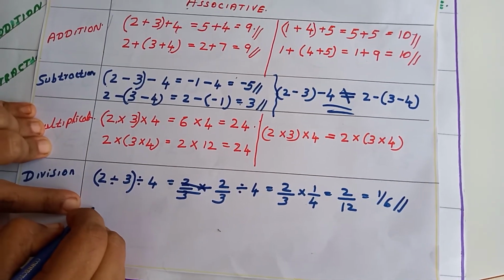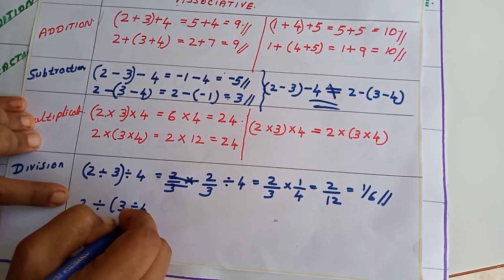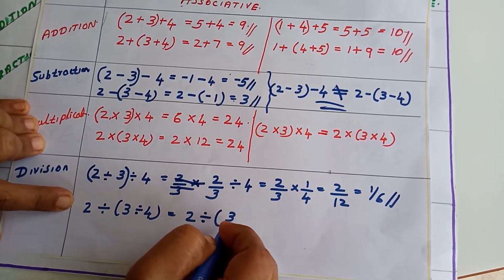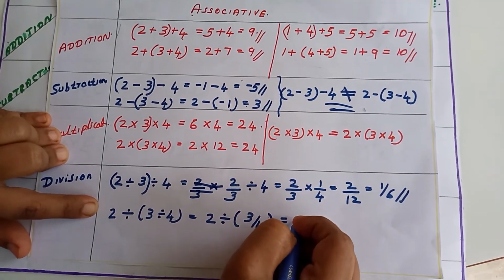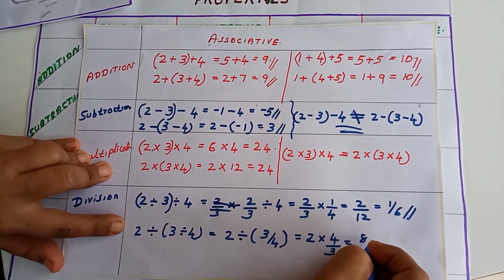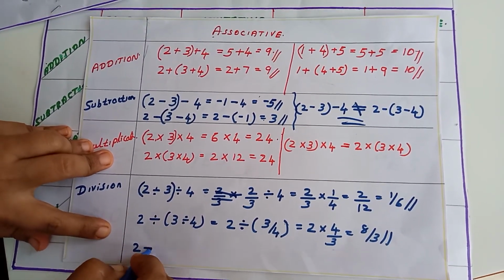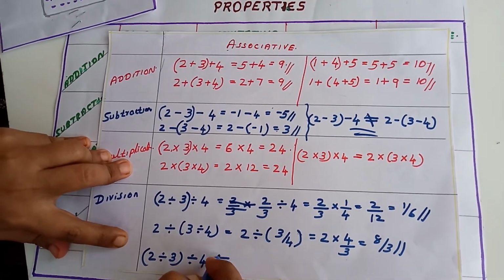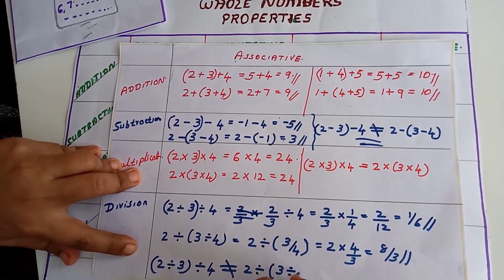Again I am going to check 2 divided by (3 divided by 4). Okay, for this, 3 divided by 4 I can write as 3 by 4. This again I can write as 2 into 4 by 3. So 8 by 3 is our answer. From this I can write that (2 divided by 3) divided by 4 is not equal to 2 divided by (3 divided by 4).